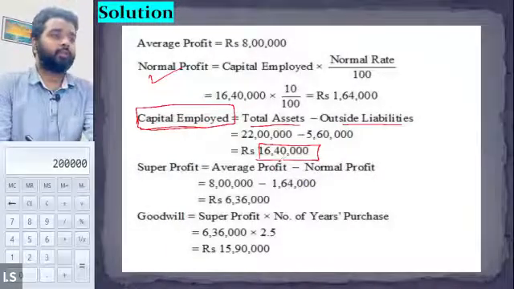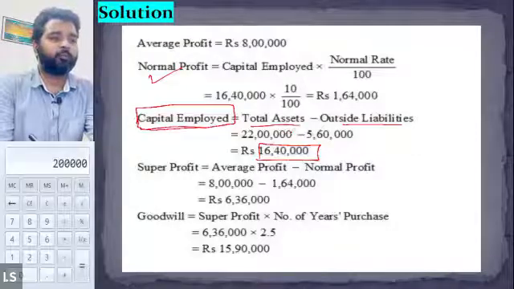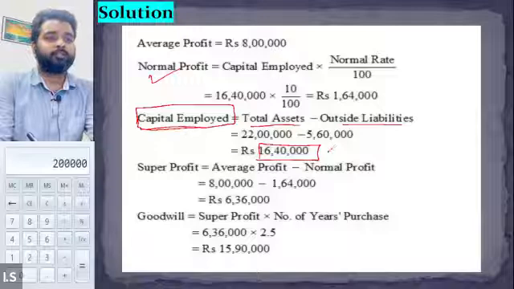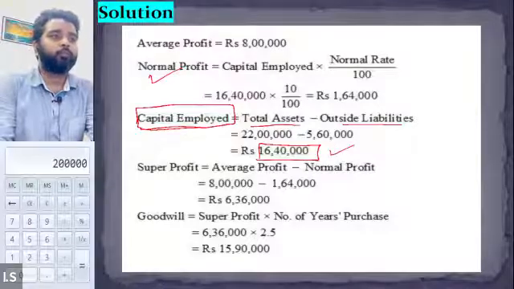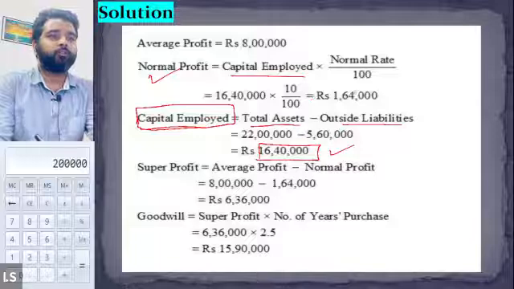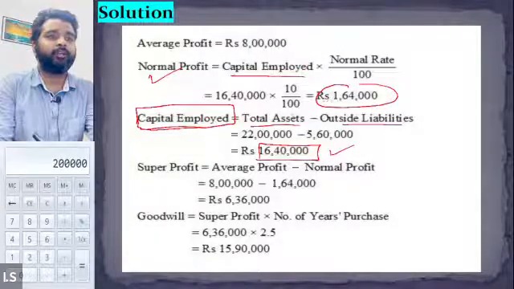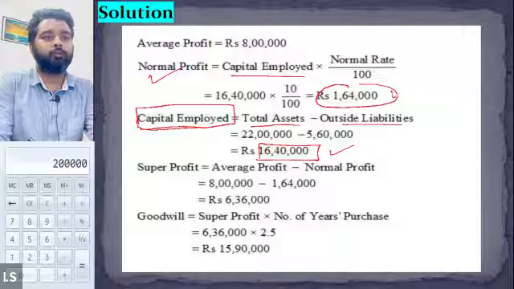All right. So we have calculated the value of the capital employed by subtracting the value of the liability from the asset. So we got it as 16,40,000. And to find out the normal profit, we just simply need to multiply it with the rate of return. So once you multiply 16,40,000 with the normal rate of return, you will get 1,64,000. This is our normal profit.